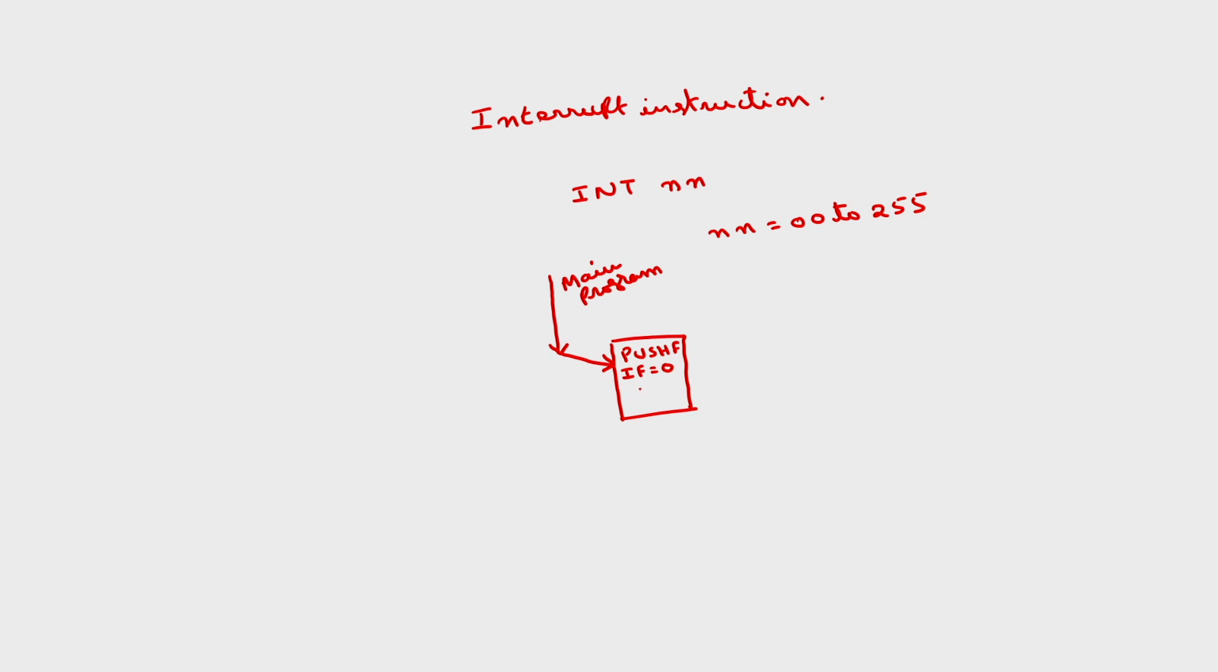If the interrupt flag is reset, all the remaining maskable interrupts will be disabled, except the NMI, which is the non-maskable interrupt. Then it also resets the trap flag, so it will disable the single stepping operation. Then it will push the code segment register, then push the instruction pointer, and then the control goes to the interrupt service subroutine.